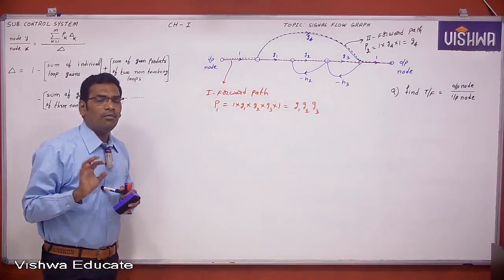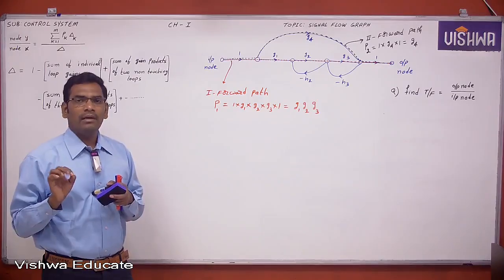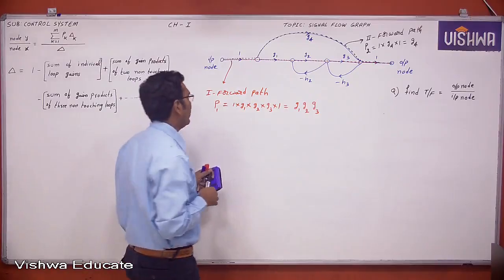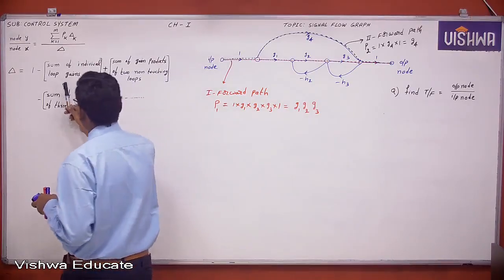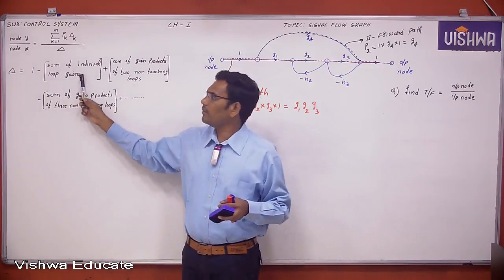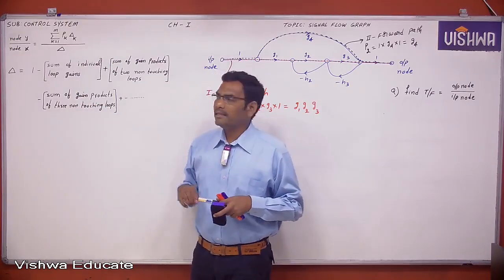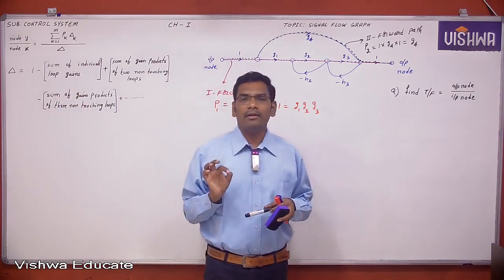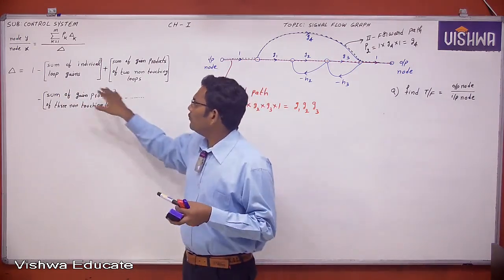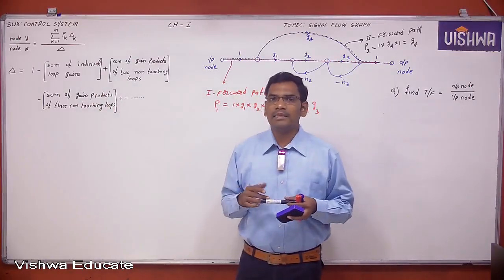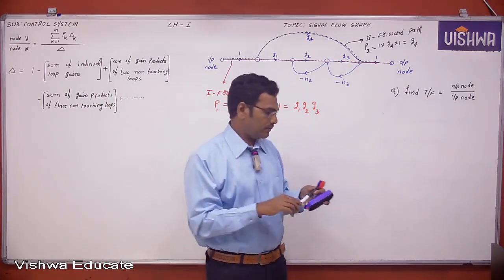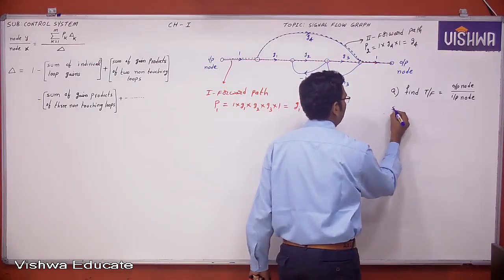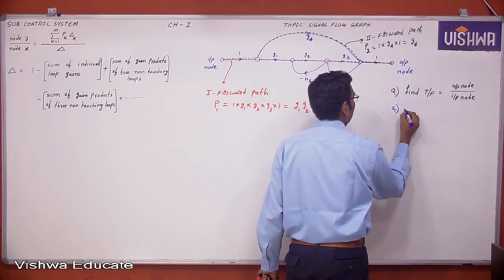Once the question on the signal flow graph is asked, first find the delta value. What is delta? The delta formula is available here. If you want to apply the delta formula, you require loops. So before you find delta, identify the loops. I'll write the steps also. Step one is identify loops.